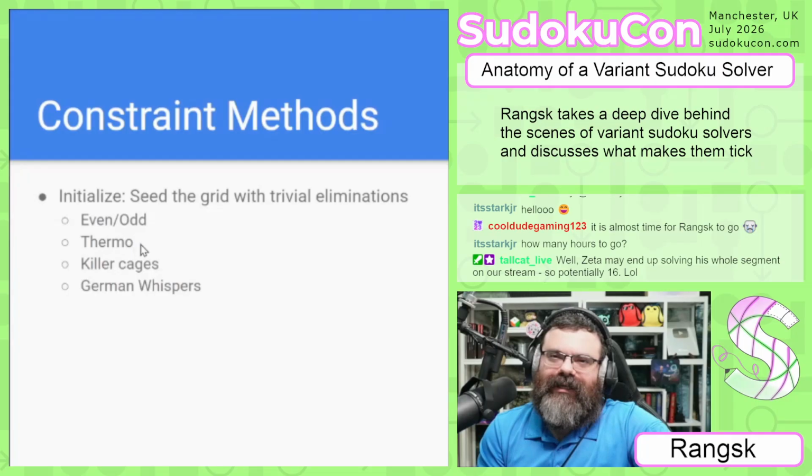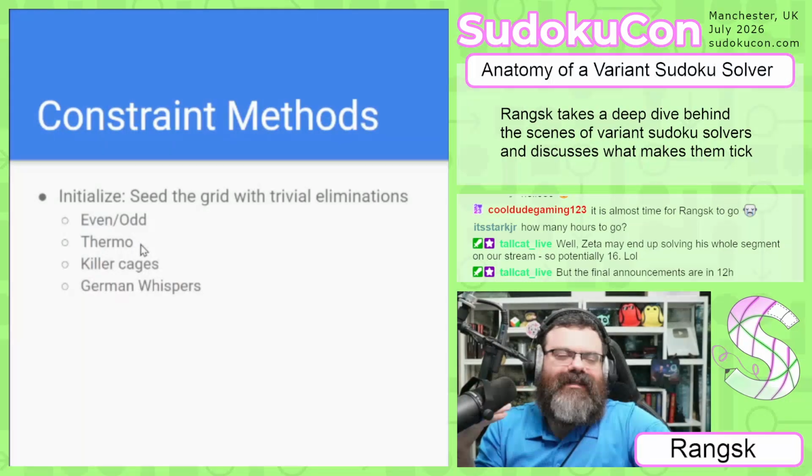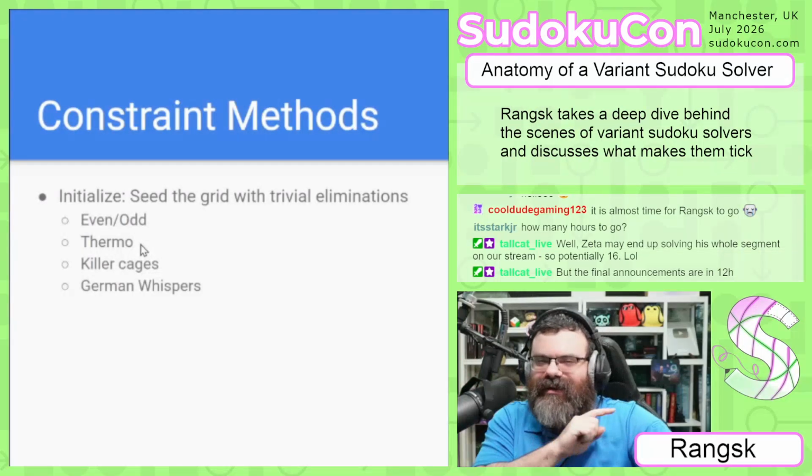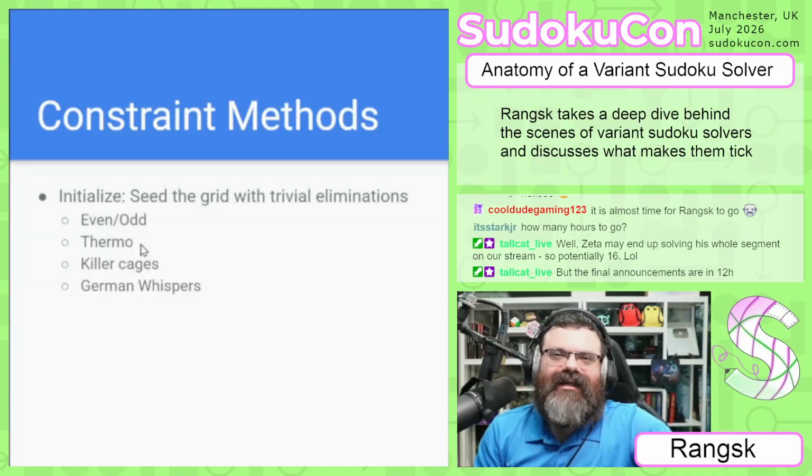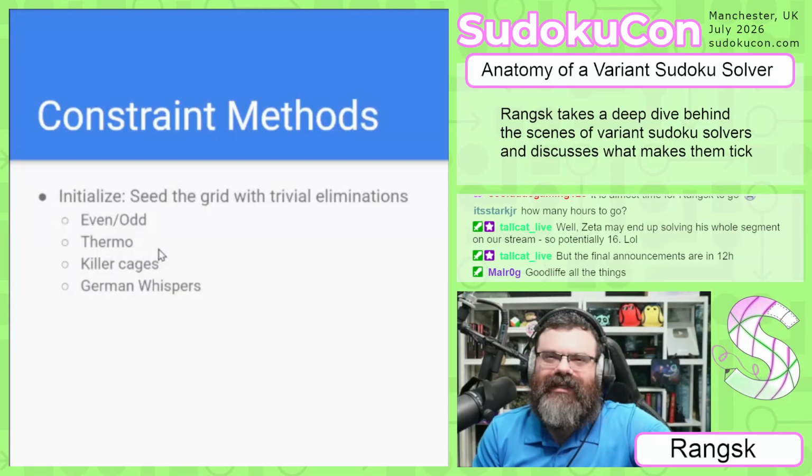Thermos can't be completely implemented with initialize, but there are certain things people expect. If I have a thermo, you're not going to say from the start that 9 is possible in the bulb. As soon as I start, I would like those candidates in the thermo to already be at least the trivial idea. Same with killer cages. If I have a 3-cell cage that sums to 9, I don't expect 7, 8, and 9 to be in that cage right at the start. I expect those to already be eliminated.